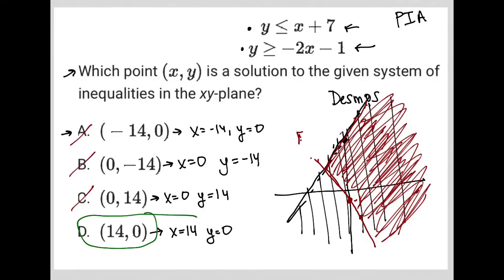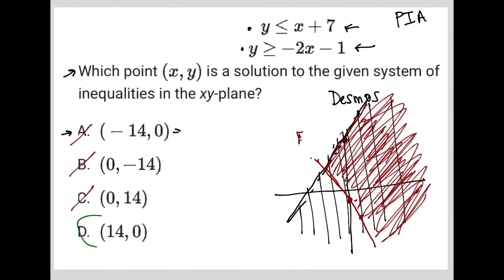So then the next thing to do, the most important thing to do here would be to determine, well, where is, let me just erase all this now, where is the point for choice A? Where is negative 14, 0? Well, negative 14, 0 is way over here, right? That's not in the overlap region, so that's why A is gone. How about 0, negative 14? Well, 0, negative 14 is way down here, right? So also not in the overlap region. That's why B is gone.